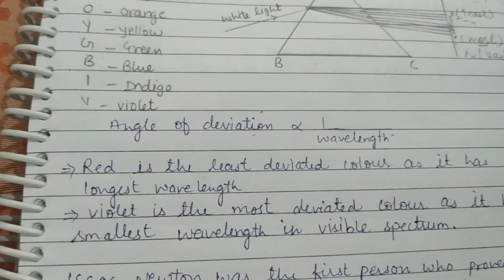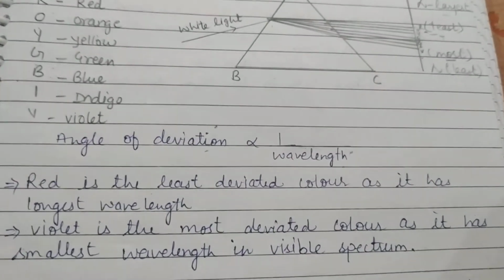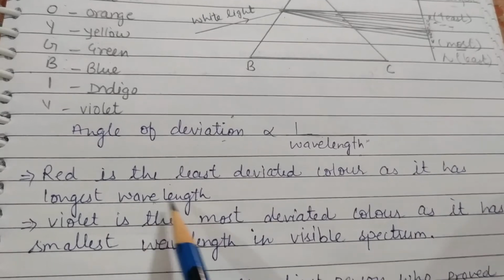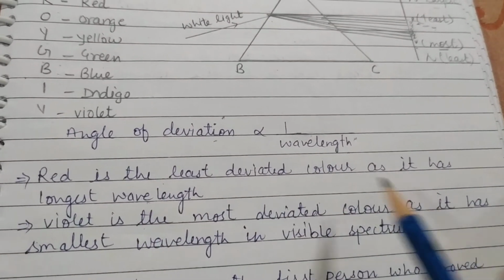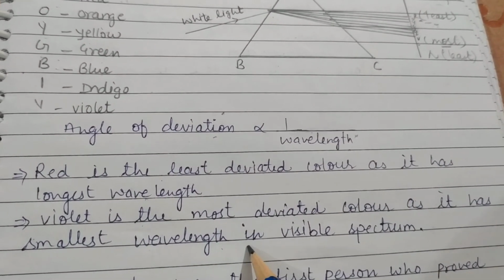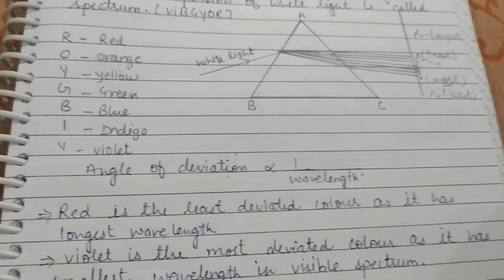Okay, so I hope this is clear. So red is the least deviated color as it has long wavelength, and violet is the most deviated color because it has small wavelength, right? I hope this is clear to you.